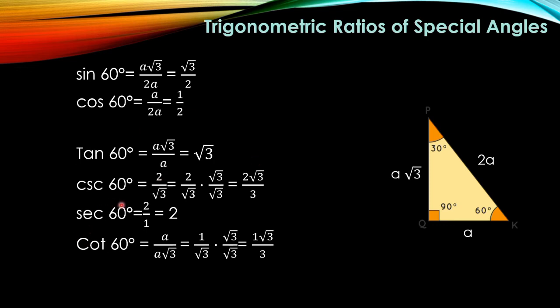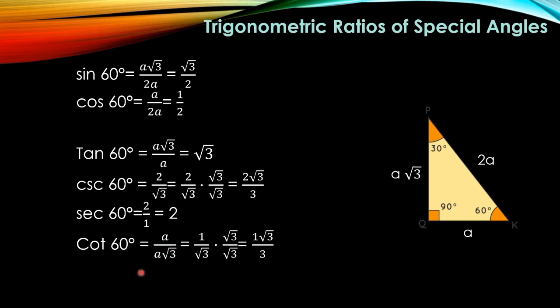Next, cosecant 60 degrees. Cosecant is the reciprocal of sine. So, pag binaliktad natin ito, magiging 2 over the square root of 3. Rationalize. Multiply both the numerator and the denominator by the square root of 3. So, it will become 2 the square root of 3 over 3. Next, secant 60 degrees. Secant is the reciprocal of cosine. So, pagbalik na rin ang 1/2, that is 2.